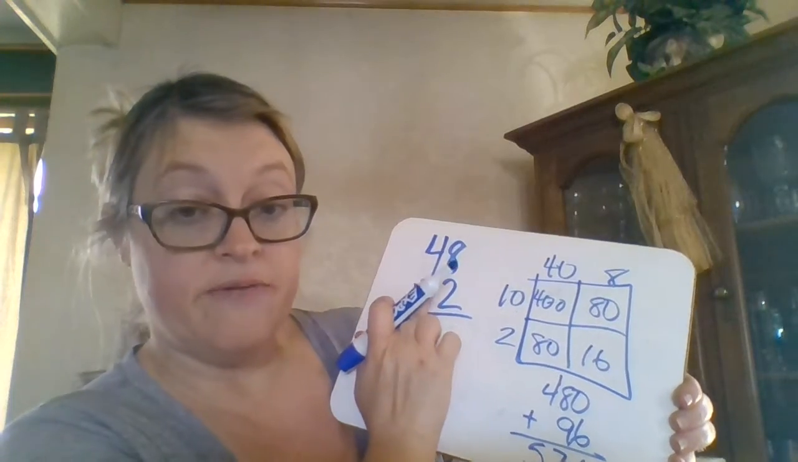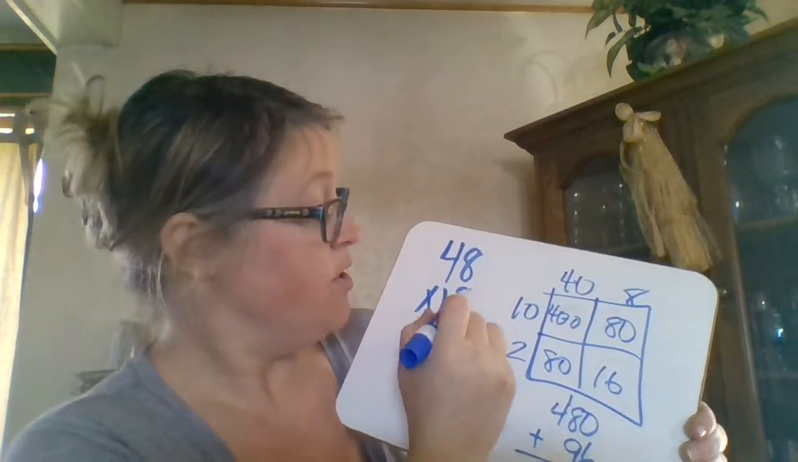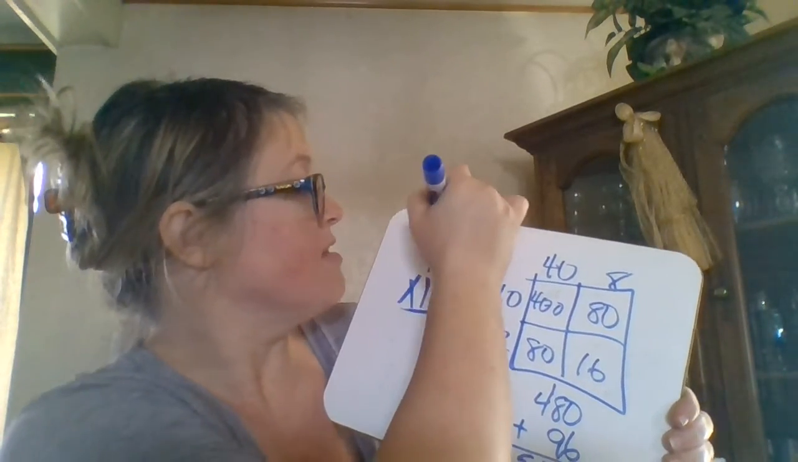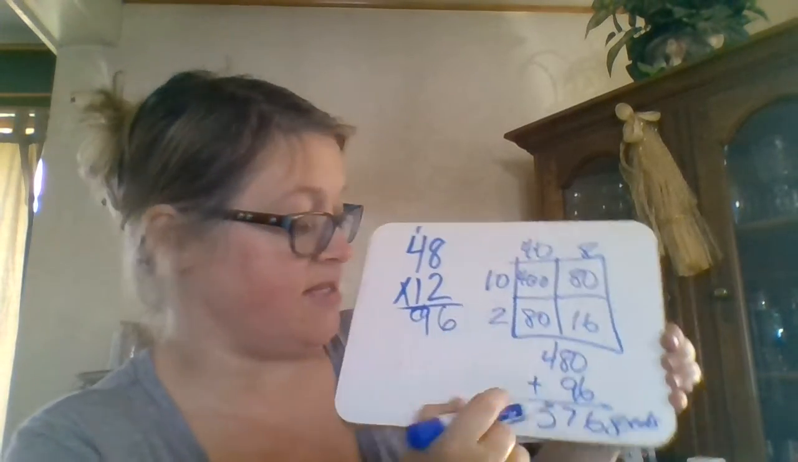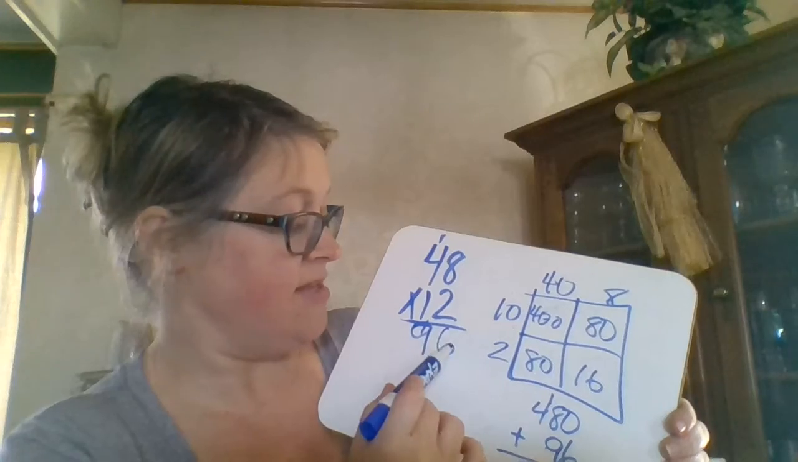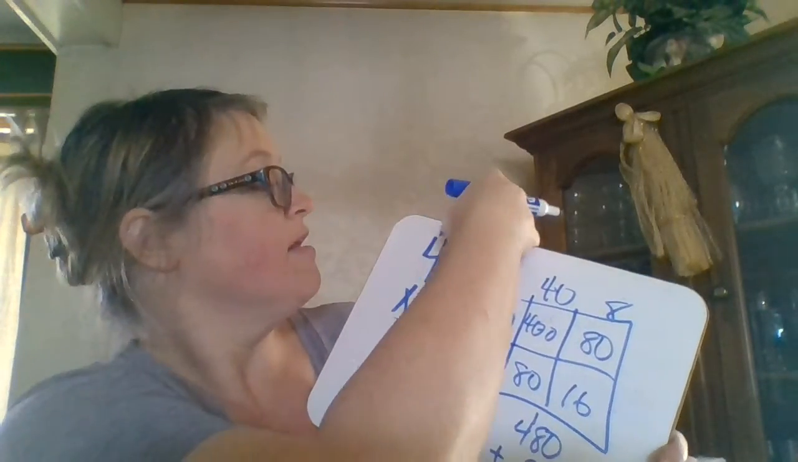We cover up the 1 and do 48 times 2. 2 times 8 is 16. Put the 6, carry the 1. 2 times 4 is 8, plus 1 more is 9. Oh, look at that. 96, 96.